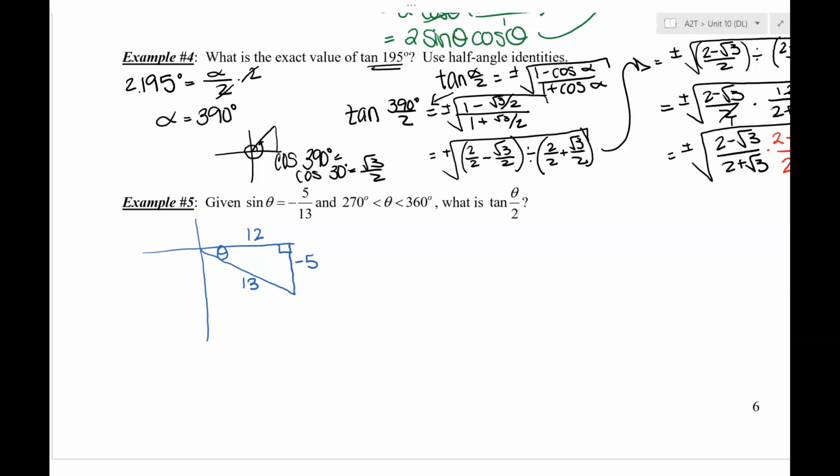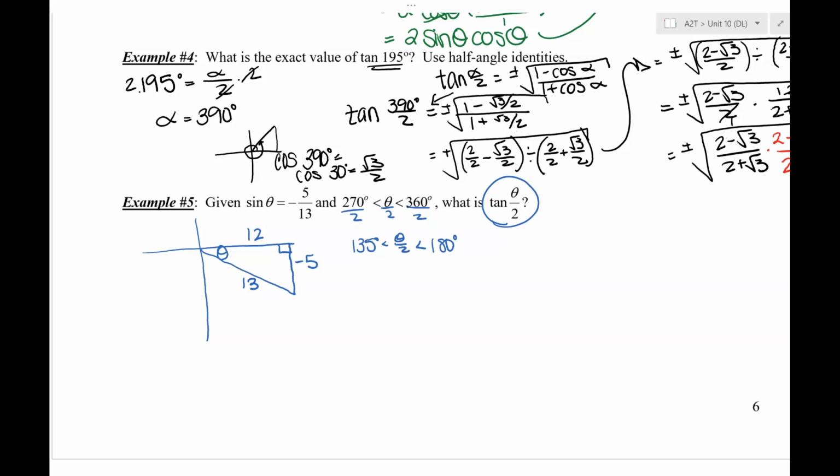Okay. So now it's asking for the tangent of theta over 2. Tangent of theta over 2. It's not asking for the tangent of theta. It's asking us for the tangent of theta over 2. Theta is in the fourth quadrant. Theta over 2 is between 135 and 180, which is in the second quadrant. Okay, so we have to be really careful.